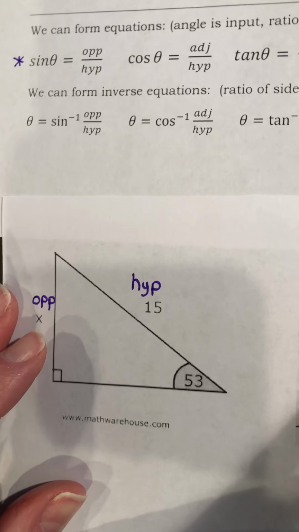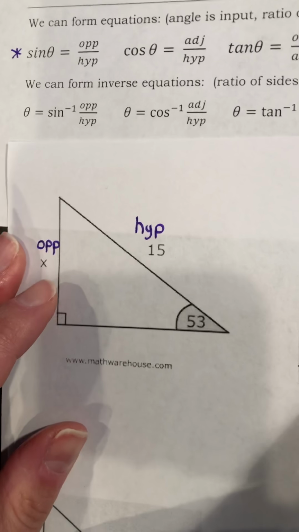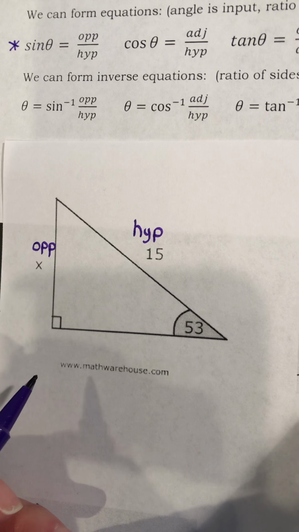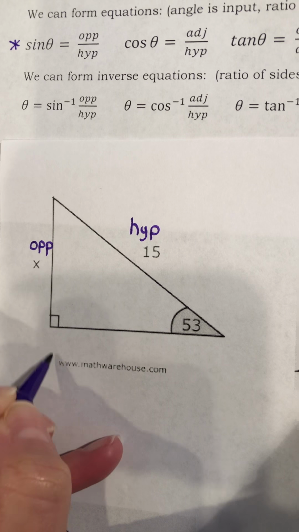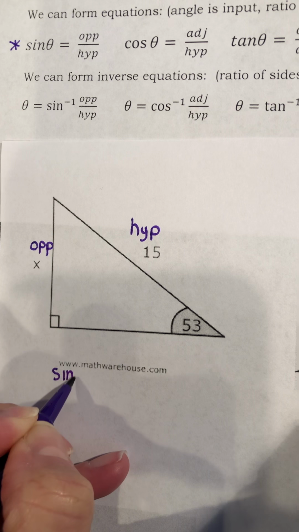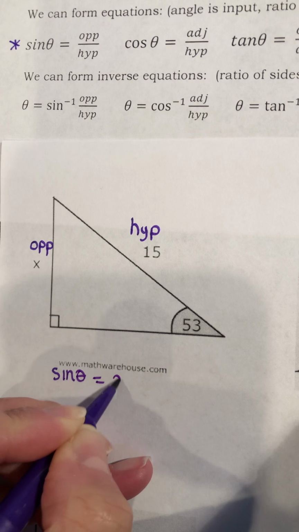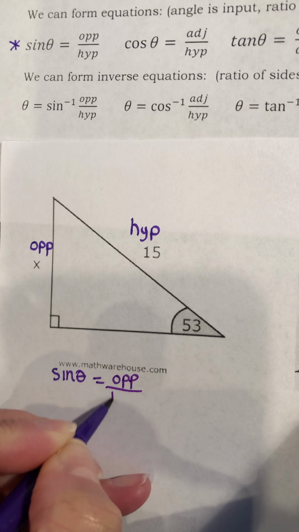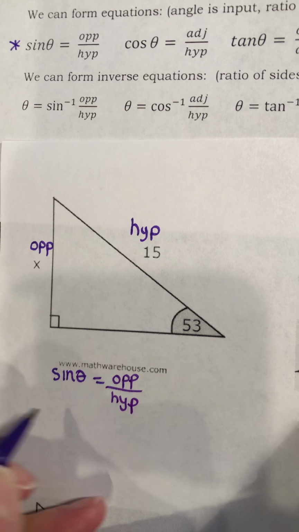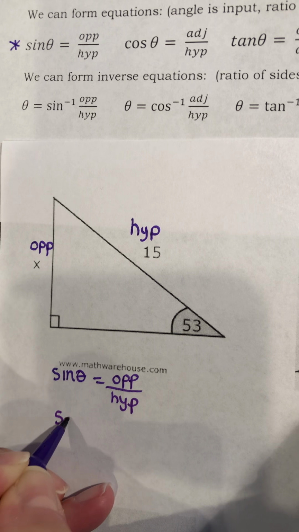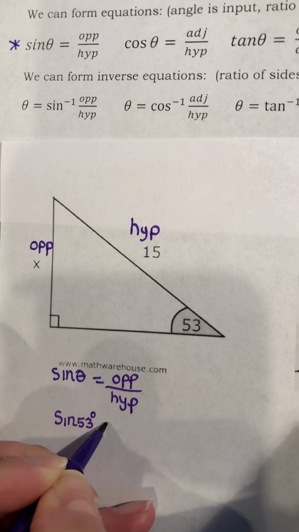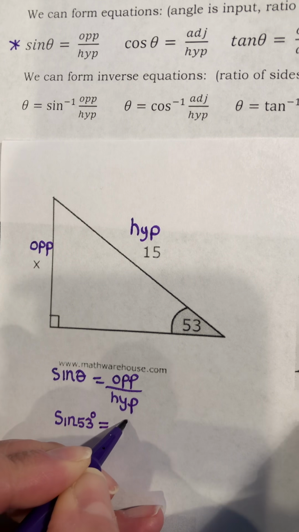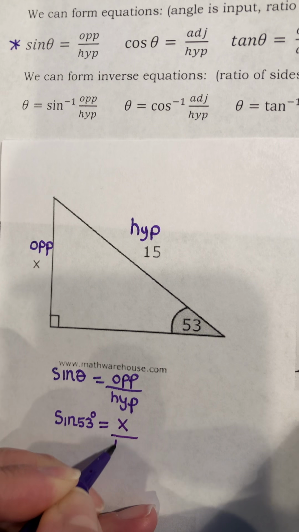So the way this works is actually pretty straightforward. We're gonna fill it in together, and I'm gonna use my scientific calculator. So I'm gonna say that the sine of theta is equal to opposite over hypotenuse. And I'm gonna fill in my information. So it's the sine of 53 degrees. Okay, you wanna make sure that's in degrees, equals the opposite, which is x, over the hypotenuse, which is 15.